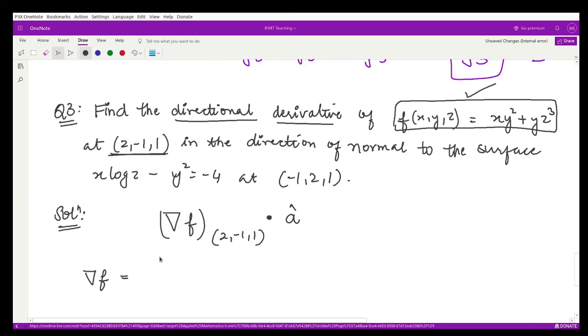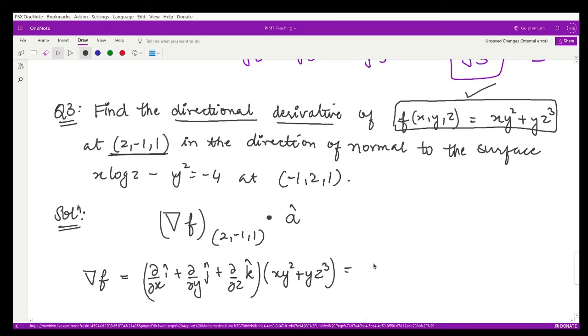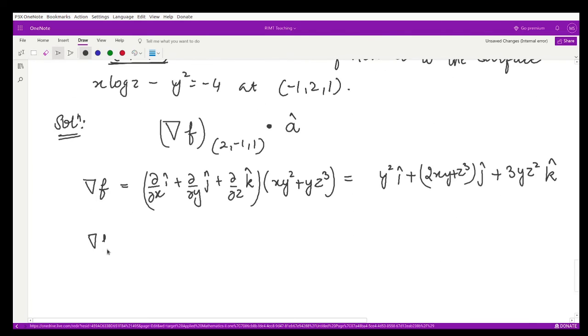Now f is given to be this, so I have to compute del by del x i cap plus del by del y j cap plus del by del z k cap evaluated for the function xy square plus yz cube. So this becomes equal to y square i cap plus 2xy plus z cube j cap plus 3yz square k cap. So this is the gradient, and we have to evaluate this gradient at the given point.